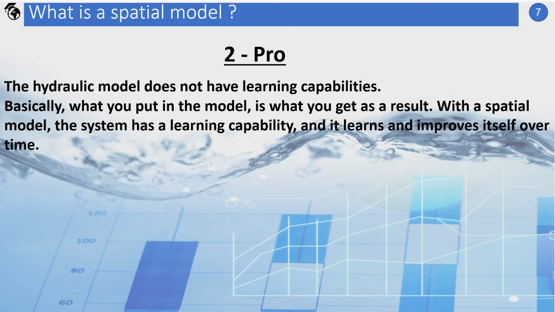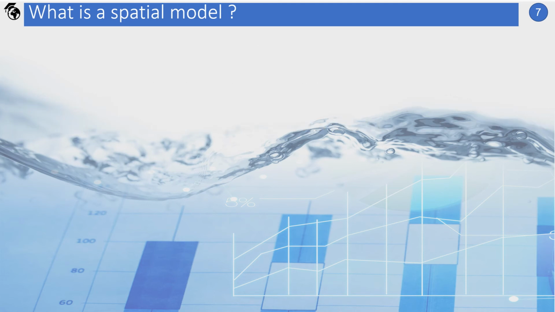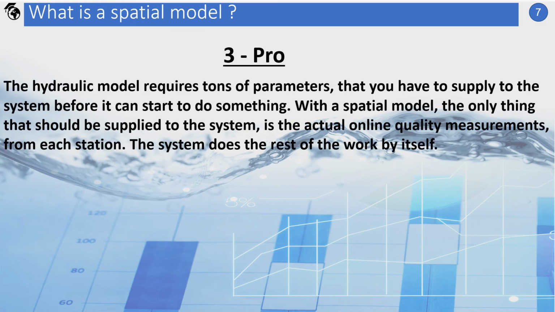2. The hydraulic model does not have learning capabilities. Basically, what you put in the model is what you get as a result. With a spatial model, the system has a learning capability, and it learns and improves itself over time. 3. The hydraulic model requires tons of parameters that you have to supply to the system before it can start to do something. With a spatial model, the only thing that should be supplied to the system is the actual online quality measurements from each station. The system does the rest of the work by itself.